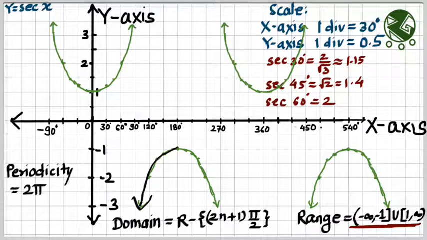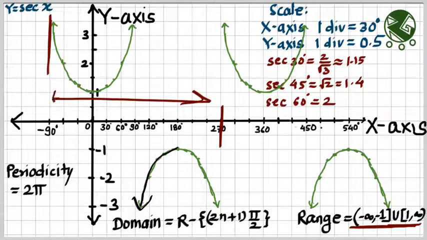Okay, the periodicity is 2 pi, as you can see. So just as cos or sine, the value is repeating from here to here, which, as you can see, is 360 degrees, and that range is being repeated over and over, and that's why the periodicity is 2 pi.